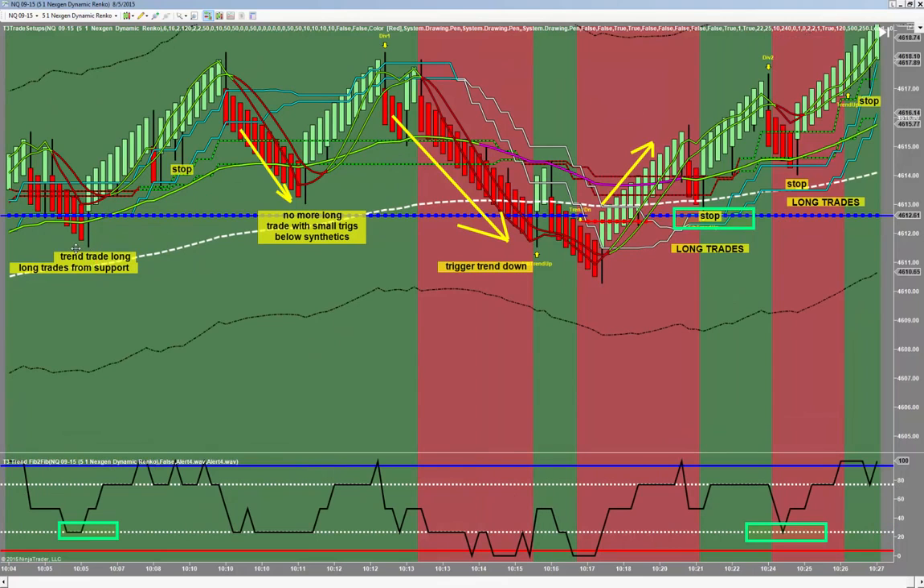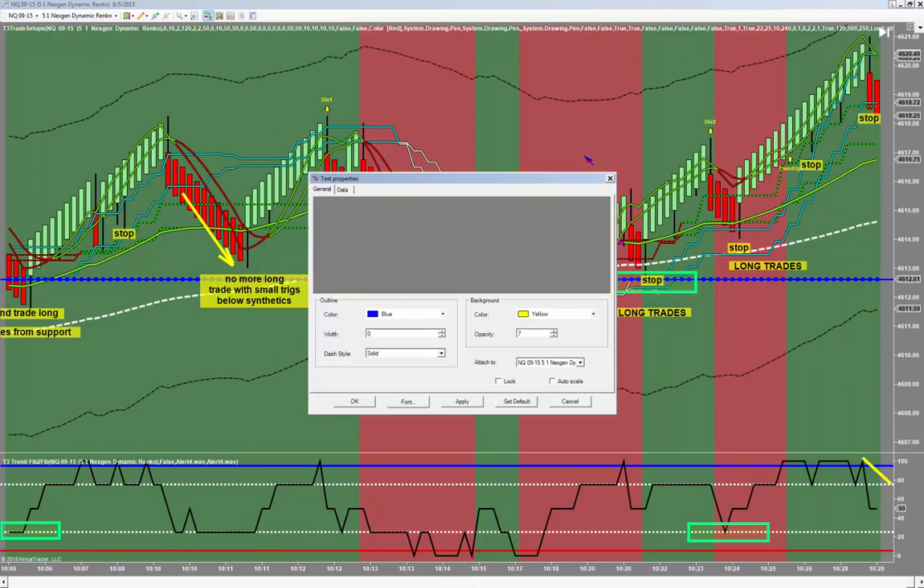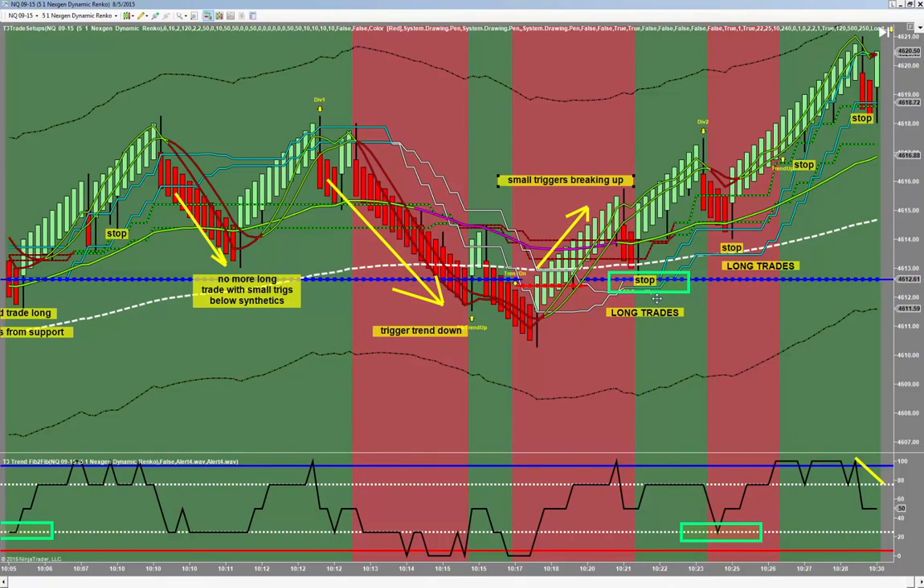And then we have small triggers breaking back up to the upside. Breaking up, see? Then we have pull back to support for long trades. The market goes up. The small triggers are still above all of our synthetic triggers. We use our fib to fib oscillator off of the 25 buy line for more long trades to the upside.